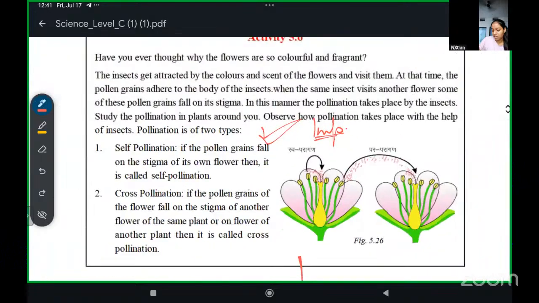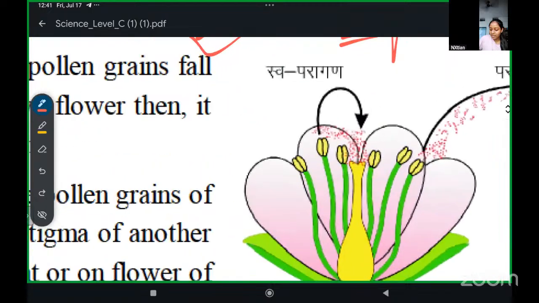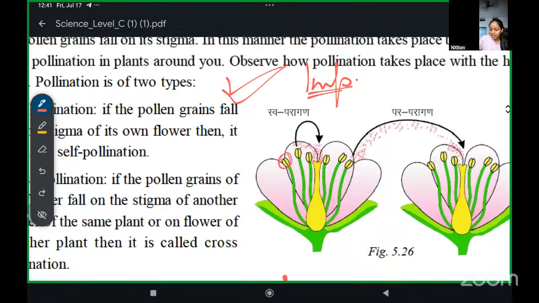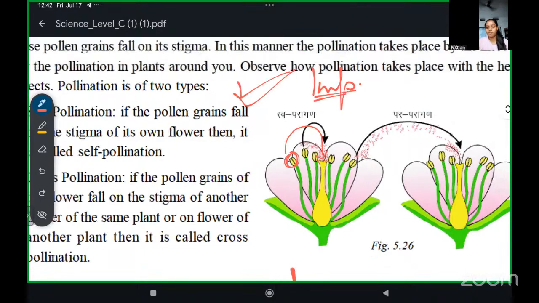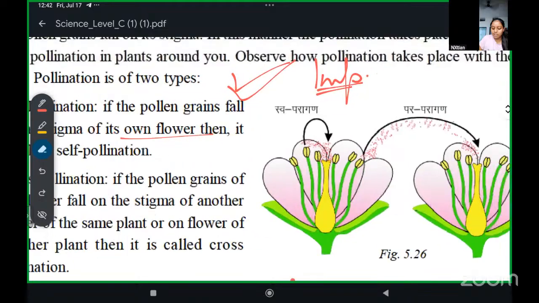Now, what happens in self-pollination? When the pollen of the anther falls on the stigma of its own flower, this is called self-pollination. Own flower, self-pollination.